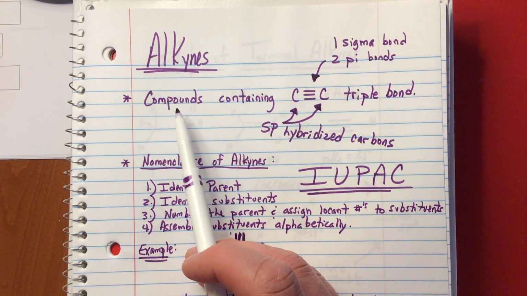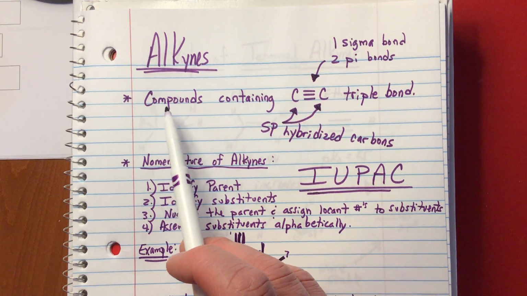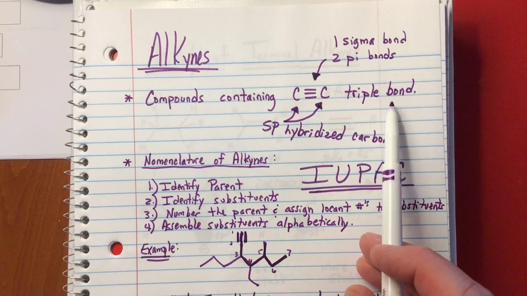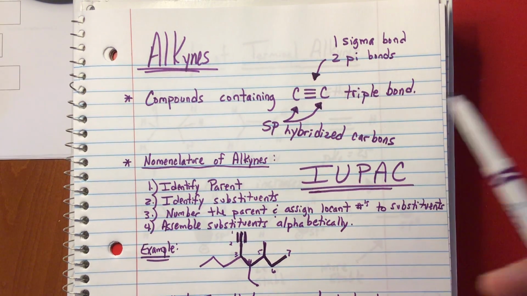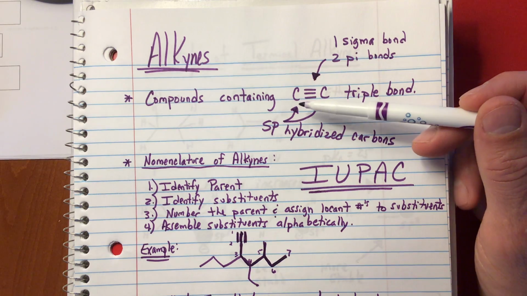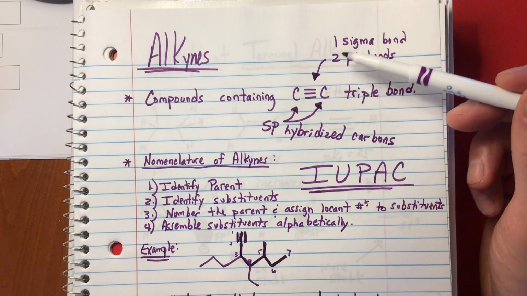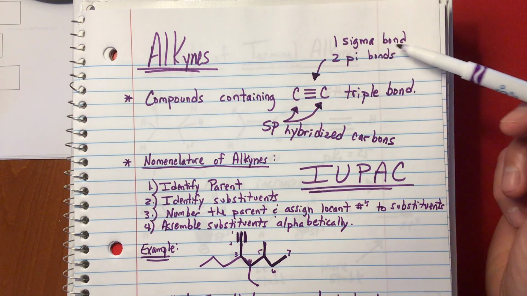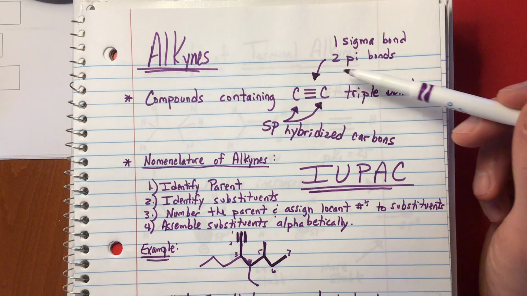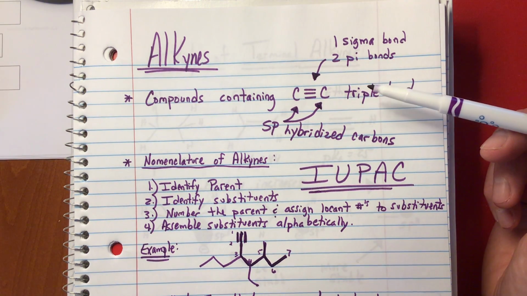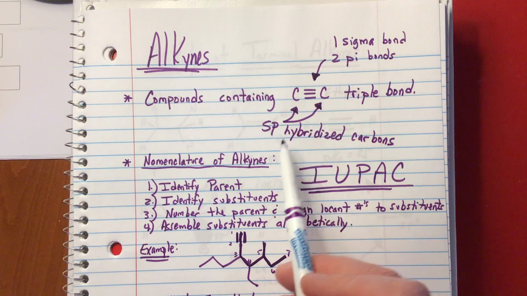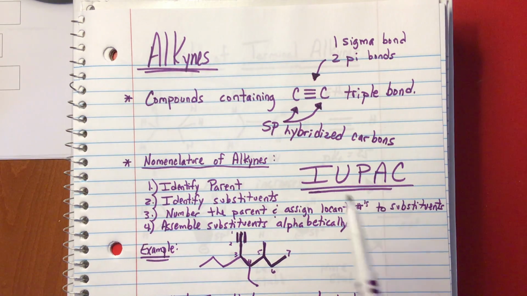So, just a definition to start off. Alkynes are compounds that contain a triple bond between carbons. So, at some point in the molecule, we have 2 carbons that have a sigma bond overlap and 2 pi bond overlappings. And they're sp hybridized carbons.